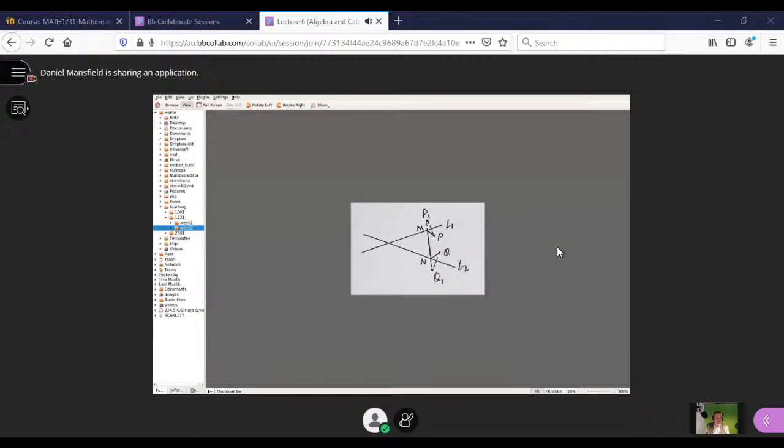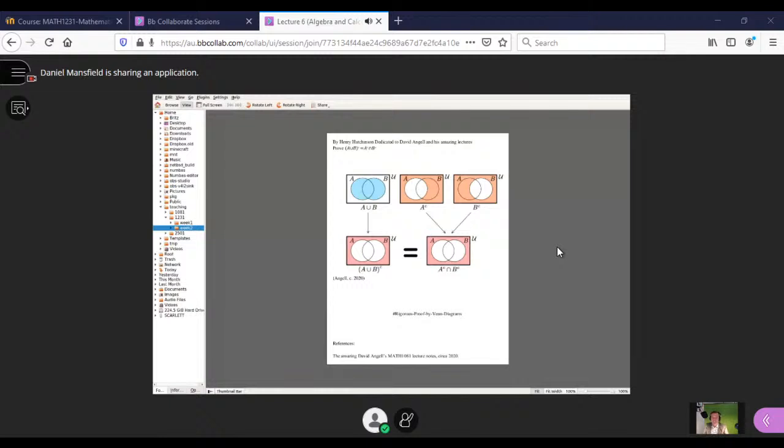What else have we got? We've got this one, Henry Hutchinson, and this one's dedicated to David Angel, who's teaching discrete mathematics, and his rigorous proof by Venn diagrams, which I thoroughly approve of. Awesome stuff. This one included a hashtag, which I thought was cute. Technically not okay because it's words, but still very nice.